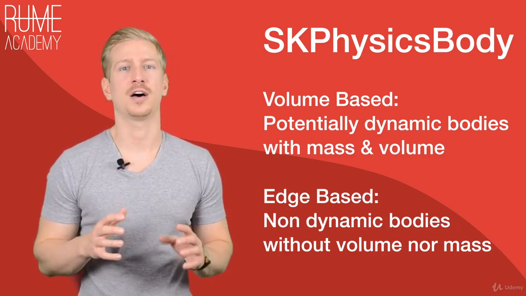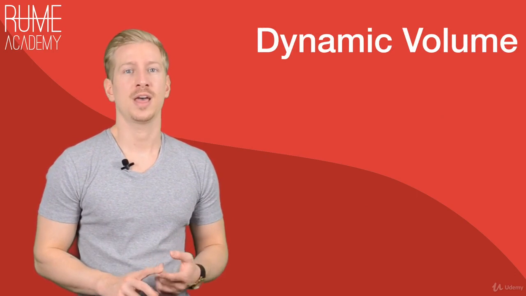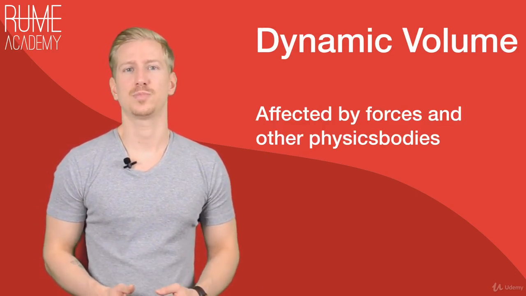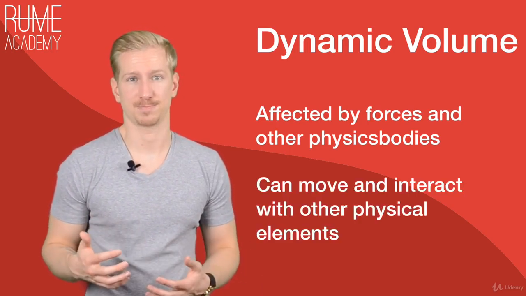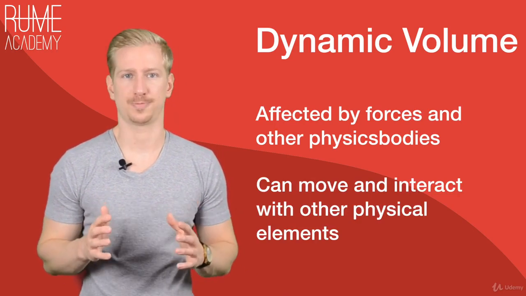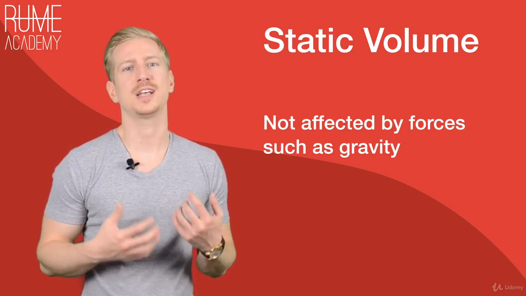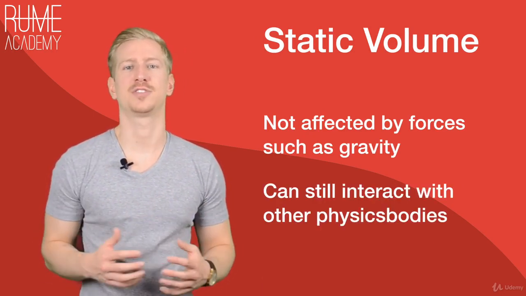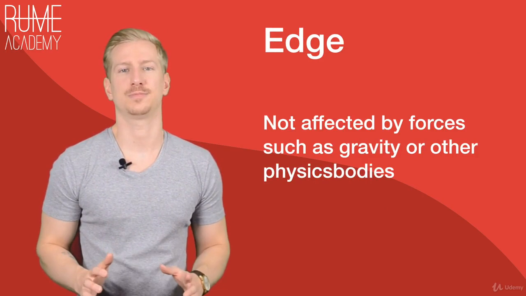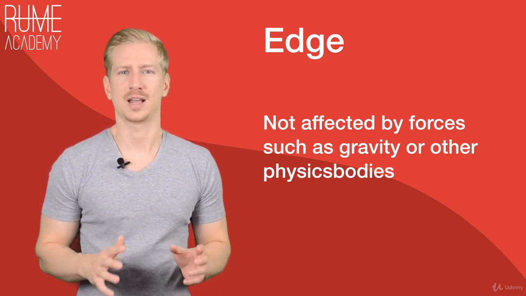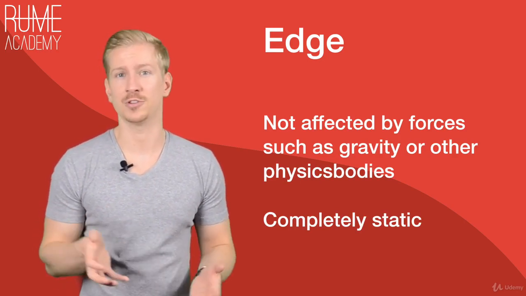Based on this, there are three possible physics bodies we can create. A dynamic volume that is affected by other things, that we can use to create physics bodies that can interact with other physics bodies and are also able to move. A static volume that is unable to move by itself but still is able to interact with other physics bodies. Or an edge, which is a static body with no volume. Edges are never moved and their mass is irrelevant, which is why we often use them for the physical ground of a game, for example.